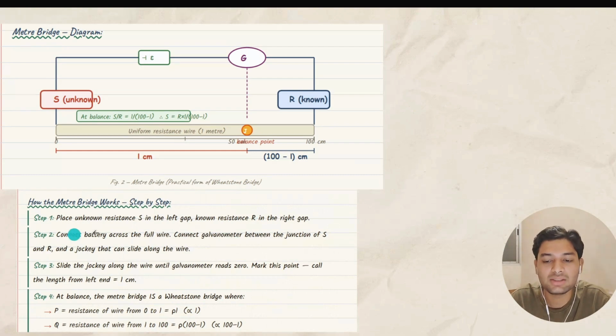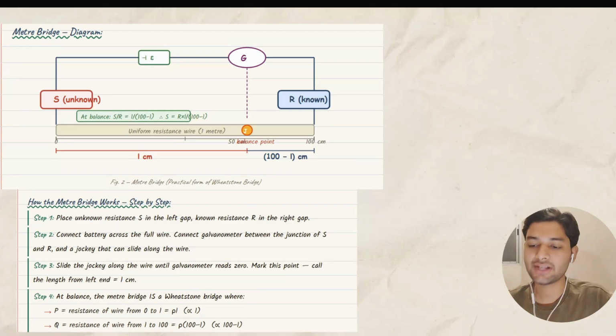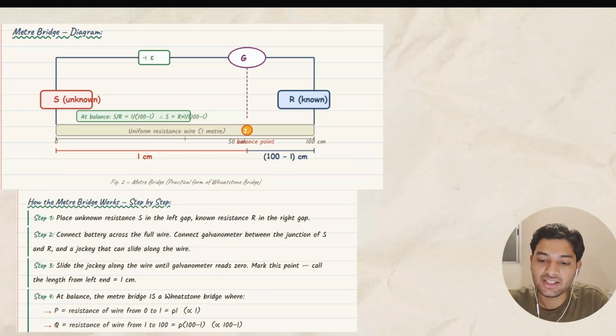So the meter bridge is the practical form of a Wheatstone bridge, as I said. Here is how the meter bridge works, step by step. Step 1: place the unknown resistance S in the left gap and the known resistance R in the right gap. Step 2: connect the battery across the full wire, connect the galvanometer between the junction of S and R, and a jockey that can slide along the wire. What is a jockey? A jockey is simply a stick-type thing that we use to measure the resistance at a particular point.